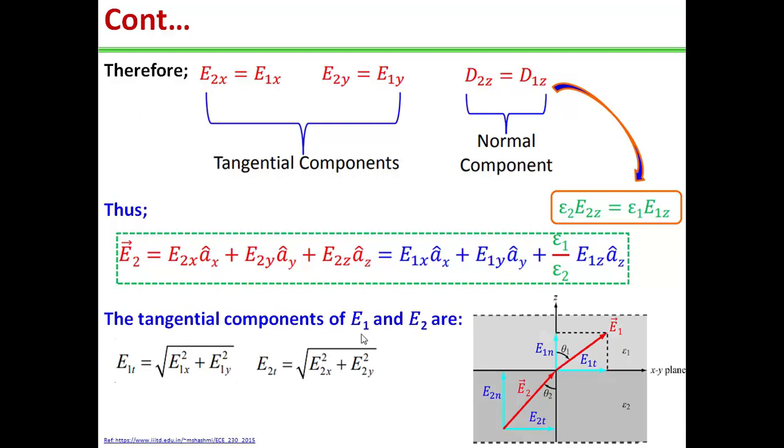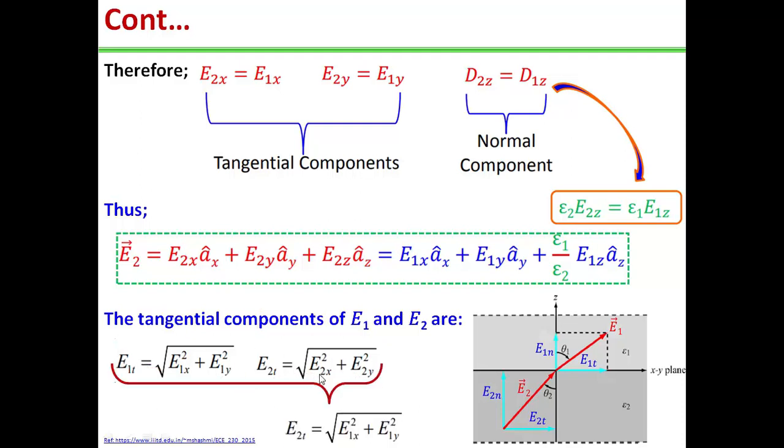So the tangential components of electric fields E1 and E2 will be what? The tangential component of E1 can be written as square root of E1x square plus E1y square, because the x and y components are perpendicular to each other. So the resultant will be square root of E1x square plus E1y square. Similarly, the tangential component of electric field 2 can be written as square root of E2x square plus E2y square.